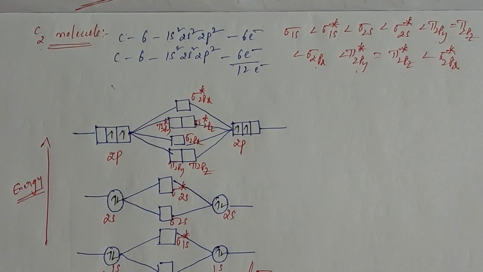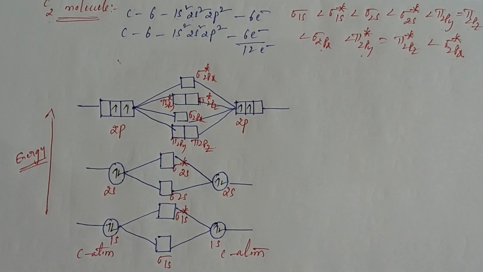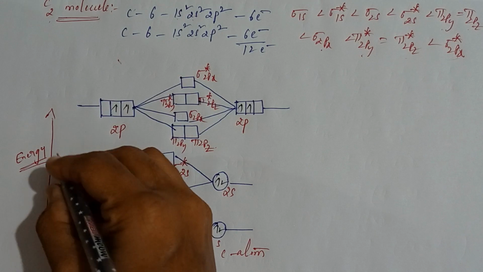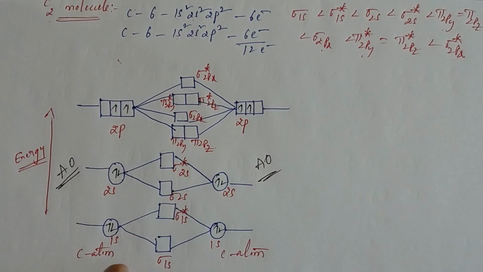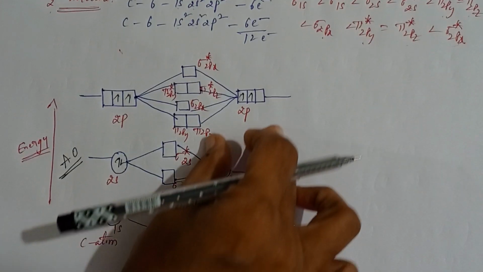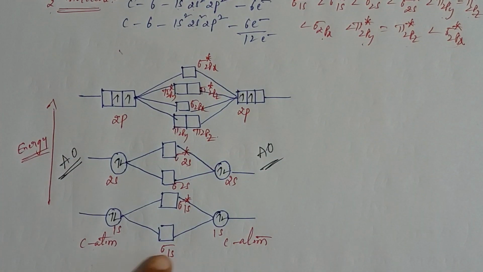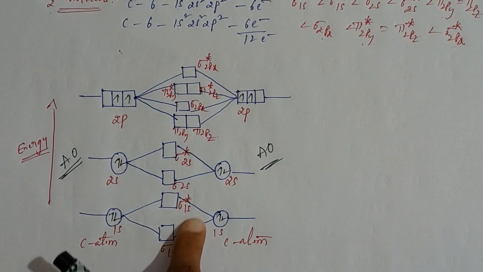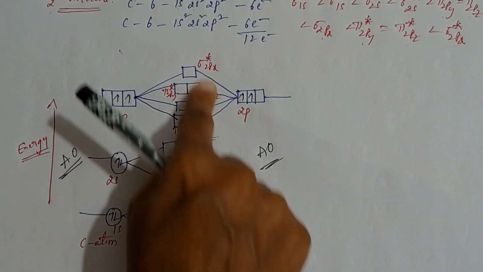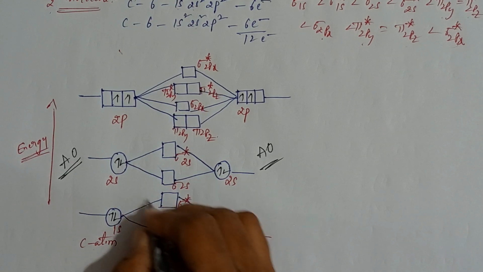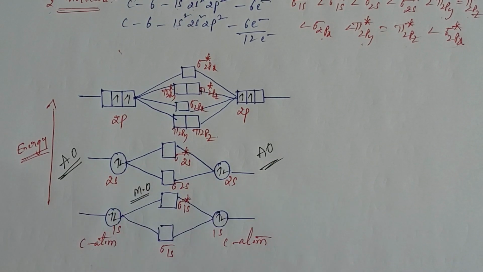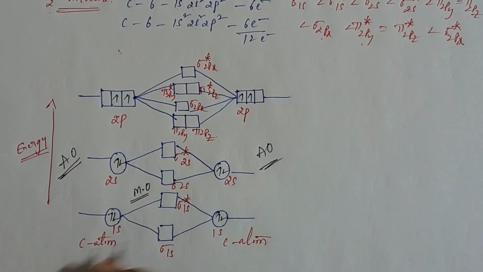Clear? Now see, students, we know that these are all atomic orbitals. These atomic orbitals on the sides are also atomic orbitals. Now the middle ones, these orbitals, are molecular orbitals. Which orbitals, students? Molecular orbitals.